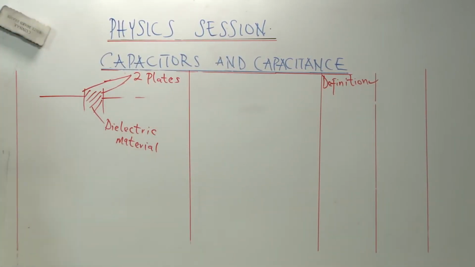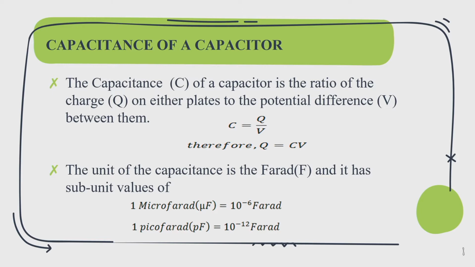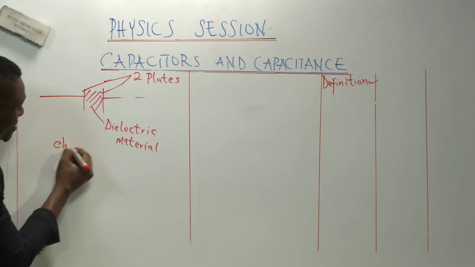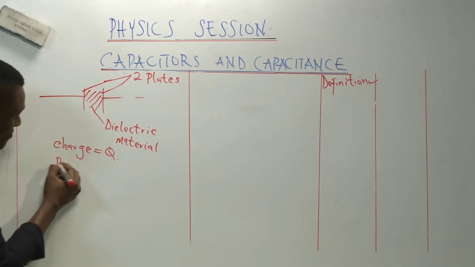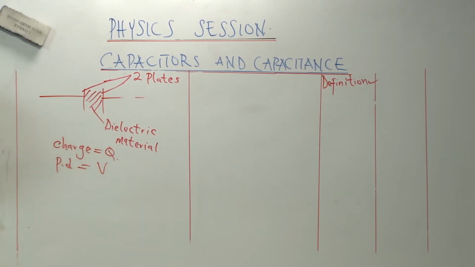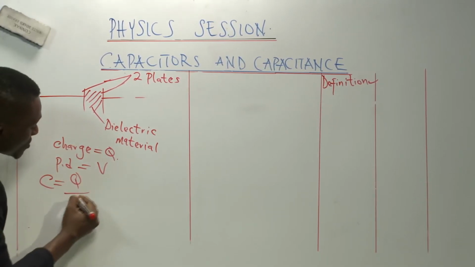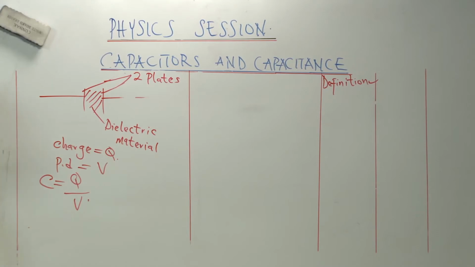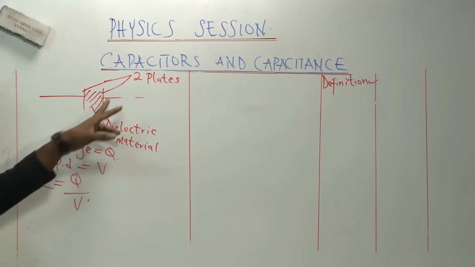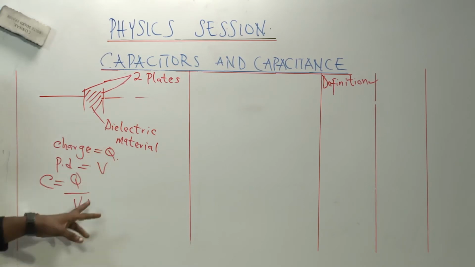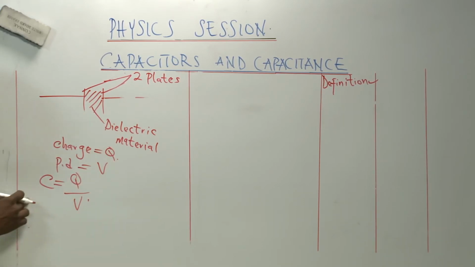Okay, so the capacitance of a capacitor now. The capacitance of a capacitor is the ratio of the charge across the plates, denoted as Q, to the potential difference across the plates, V. And we can deduce from there that C is equal to Q/V. So if you are told to define capacitance, it is just the ratio of the charge across the plates, represented as Q, divided by the potential difference across the plates, represented as V. Simply put, C, the capacitance, is equal to Q divided by V.